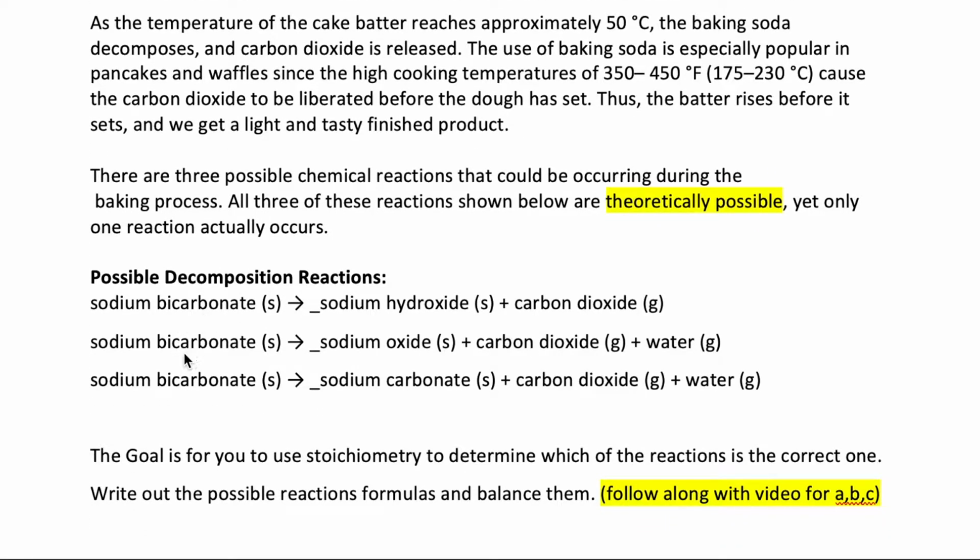All starting with sodium bicarbonate, which is the chemical word for baking soda, breaks down, so one theoretical equation is it breaks down to sodium hydroxide plus carbon dioxide, or sodium oxide, carbon dioxide, and water, or sodium carbonate, carbon dioxide, and water. Notice that carbon dioxide is in all of these, and it is a gas, and water is in 2 of these, which is also a gas.